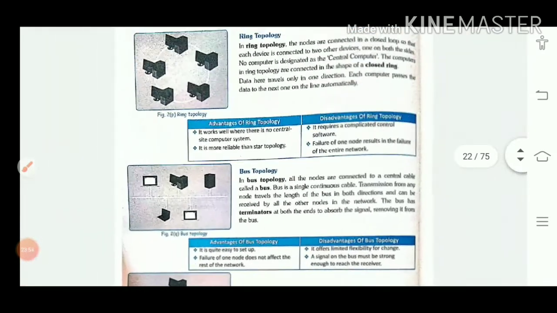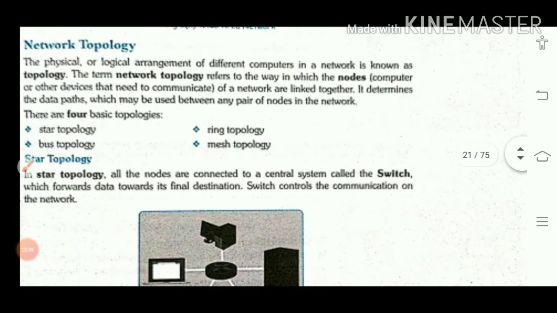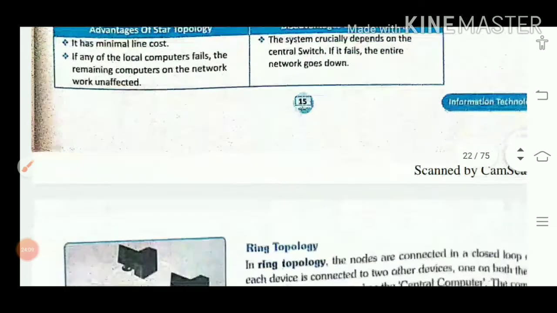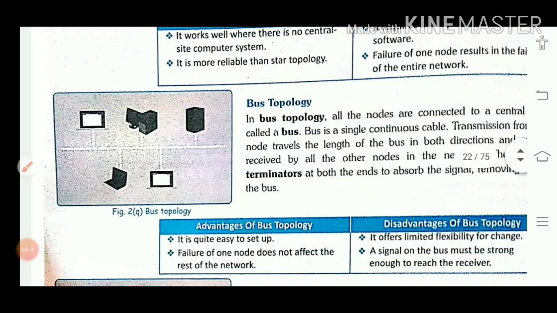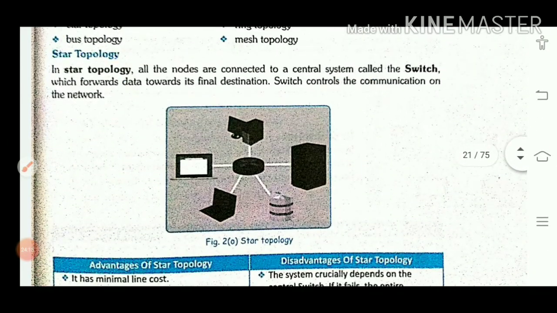This topology topic is also an important one, especially the definition of network topology and its types. An exam question will directly come: explain star topology. What do you mean by topology? What is the difference between ring topology and bus topology? So these are the questions that will come from this topic.